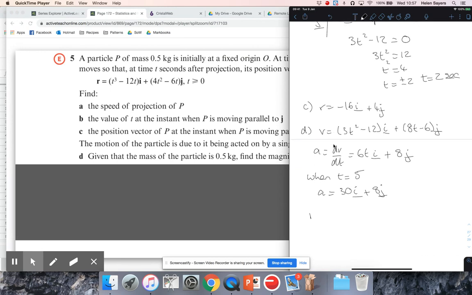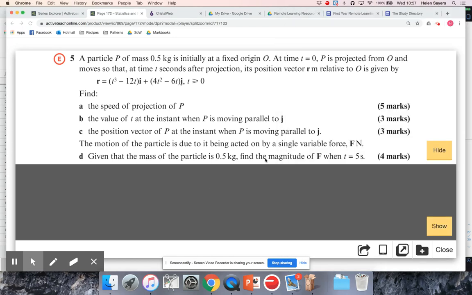And then I'm going to use F equals ma, and F and a are both vectors, but m is a scalar, so that's fine. I can multiply, so the mass was 0.5. So that's the mass times the acceleration. I'm just going to multiply each of those components through by a half. So that is the force as a vector.